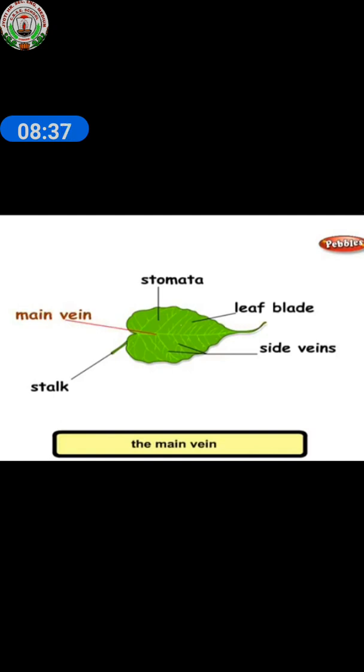Stomata are tiny pores or holes present mainly on the underside of the leaf, and their function is to help in exchange of gases. And stomata also give out excess water present in the leaf in the form of water vapor.